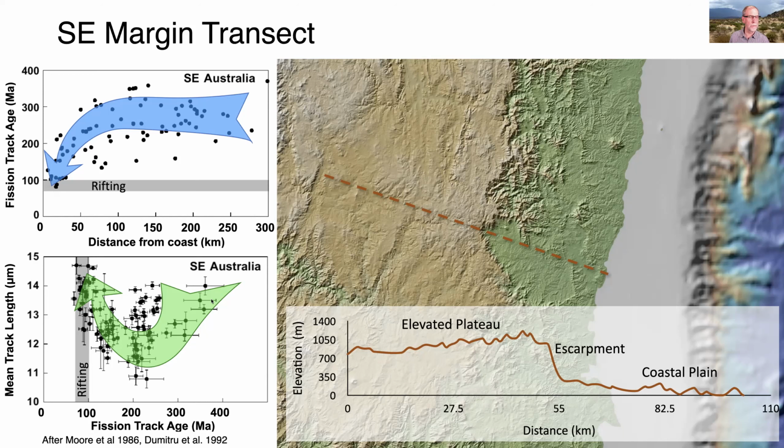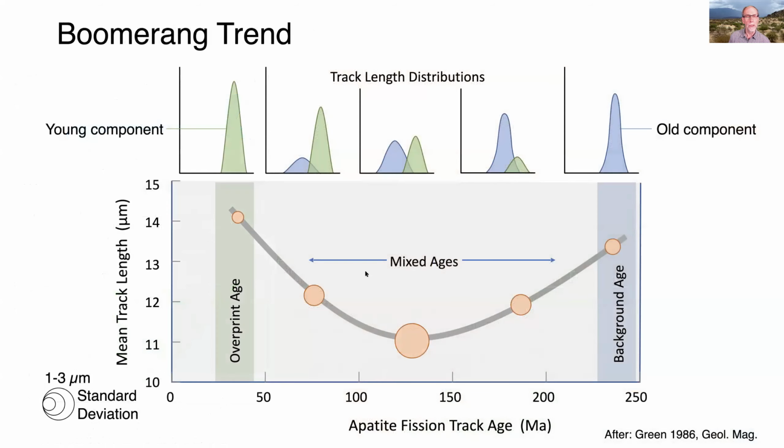There's also a distinctive pattern called a Boomerang Trend of mean fission track length against the apparent fission track age, where the oldest ages are characterized by relatively long mean track lengths, the intermediate ones by relatively short mean track lengths, and the lengths get longer again towards the youngest ages. We're going to look in a little more detail at this region here, which I'm just calling the Brown Mountain Transect.